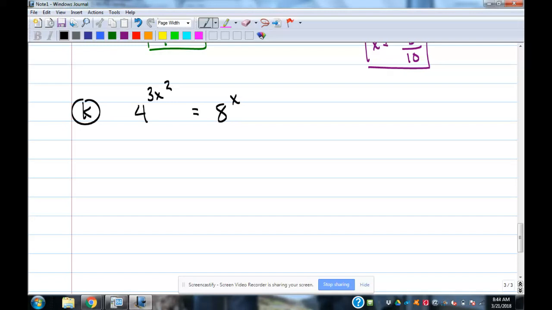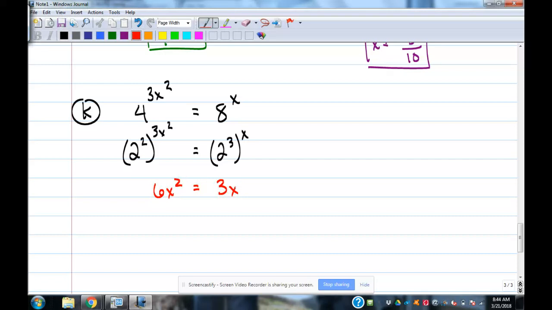So what's our exponential we're looking for here? 2 to a power, right? So 4 is 2 squared to the 3x squared. And 8 is 2 cubed to the x. So we have 6x squared equals 3x.